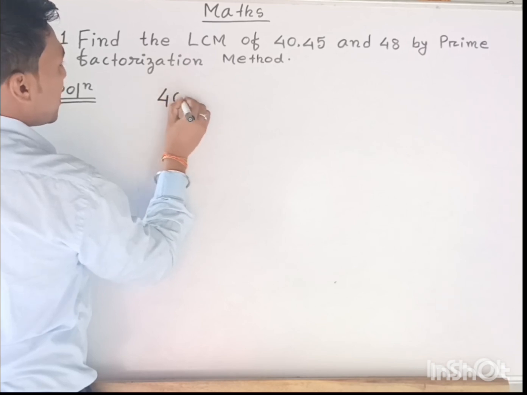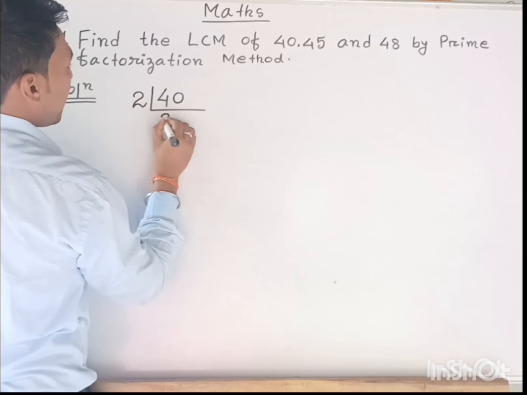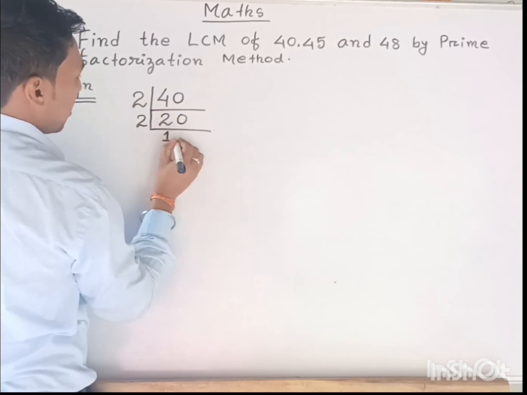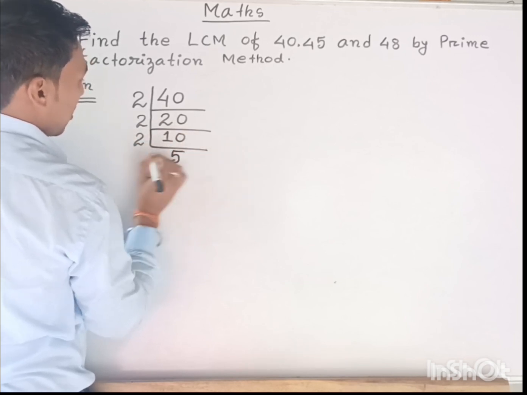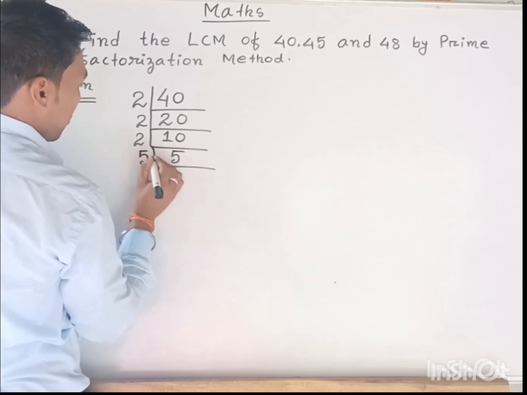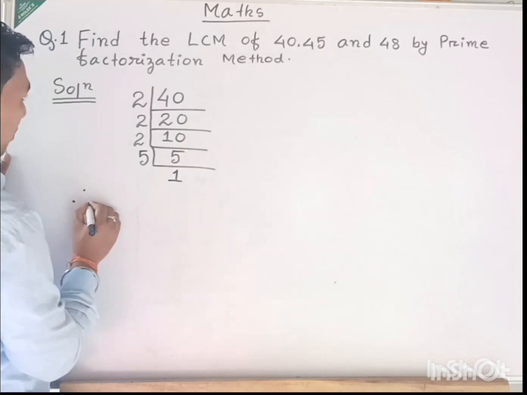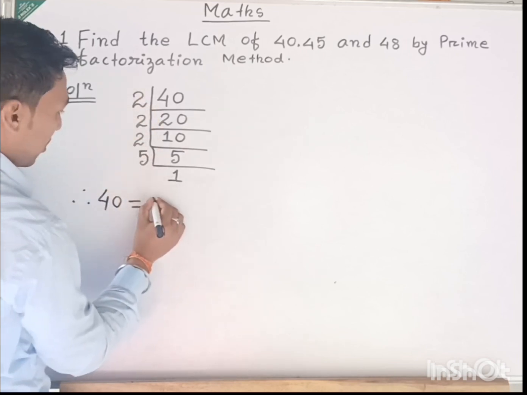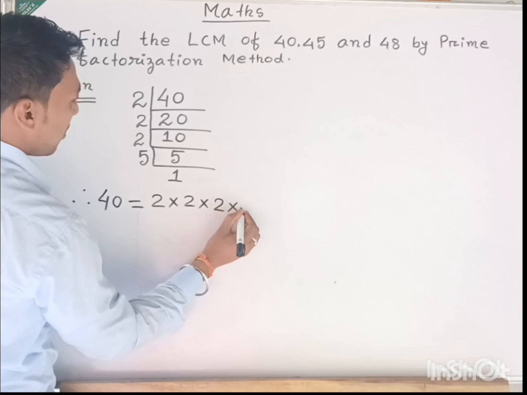So 40 is divisible by 2, and 2 is a prime number, so I can use this 2. 2 20s are 40, 2 10s are 20, 2 5s are 10. Now I cannot use 2, so I'll use 5 directly because 5 is also a prime number, so 5 ones are 5. So write the factors of 40. Therefore 40 equals 2 into 2 into 2 into 5.